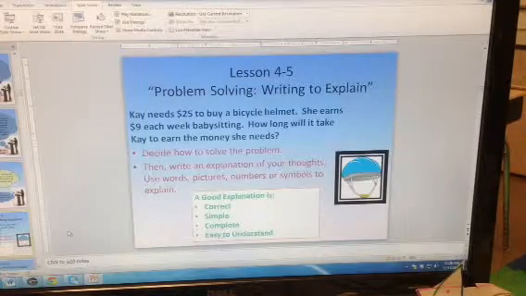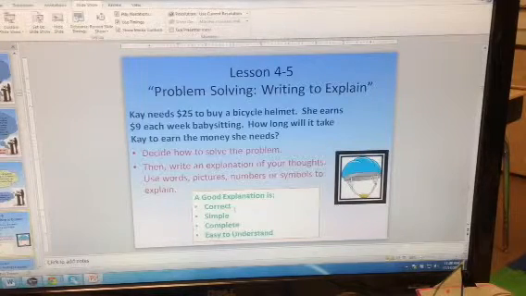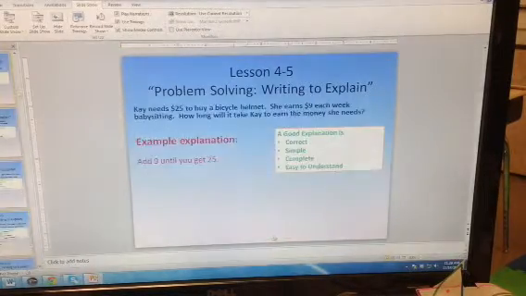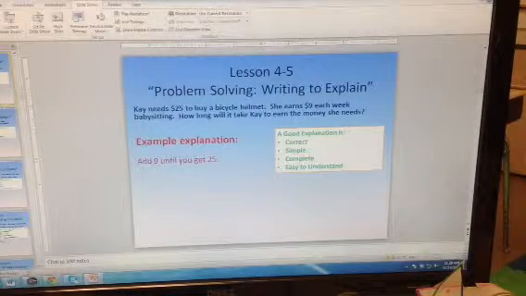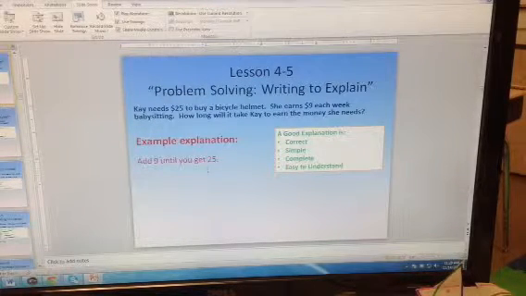Here's the problem again that we talked about, and we talked about a good explanation needs to be correct, simple, complete, and easy to understand. Here's some example ones that I wrote that are similar to explanations I've seen from students. Here's one example explanation. To find out how long it will take Kay to earn the money she needs, they say add 9 till you get 25.